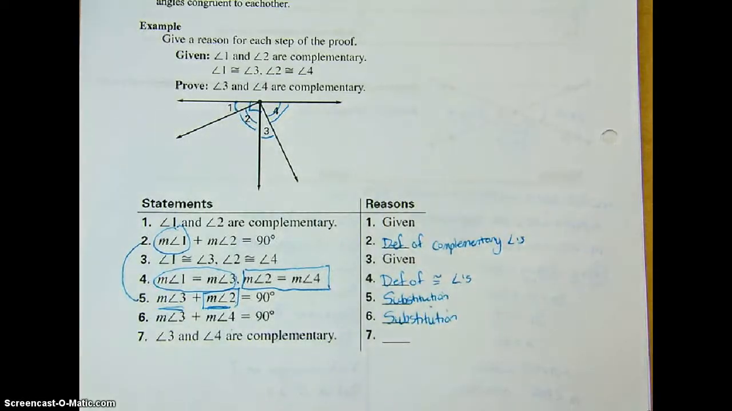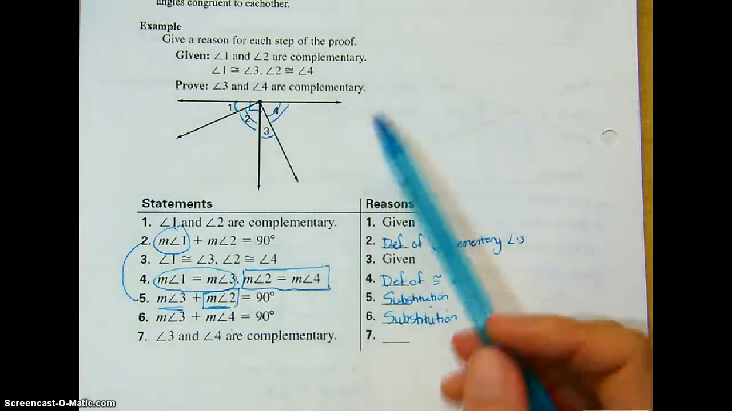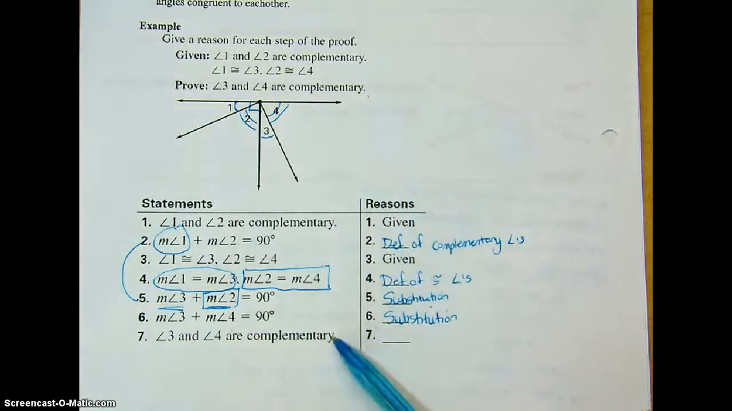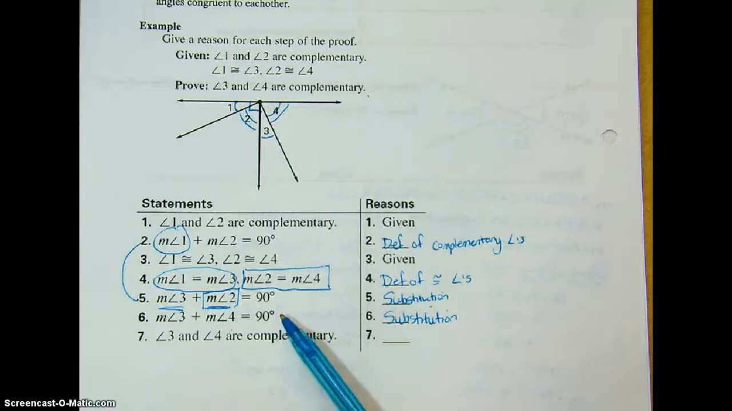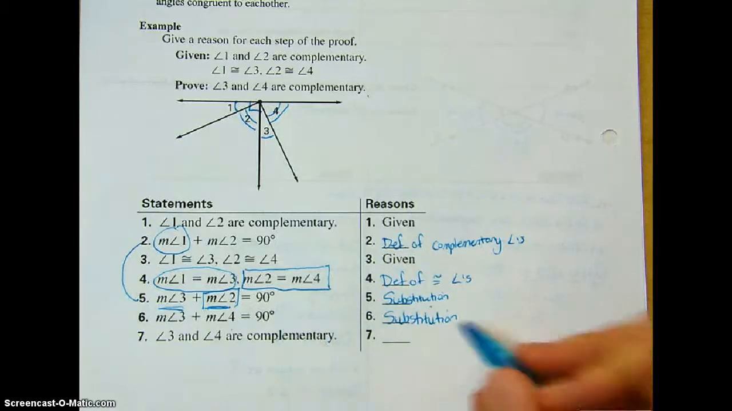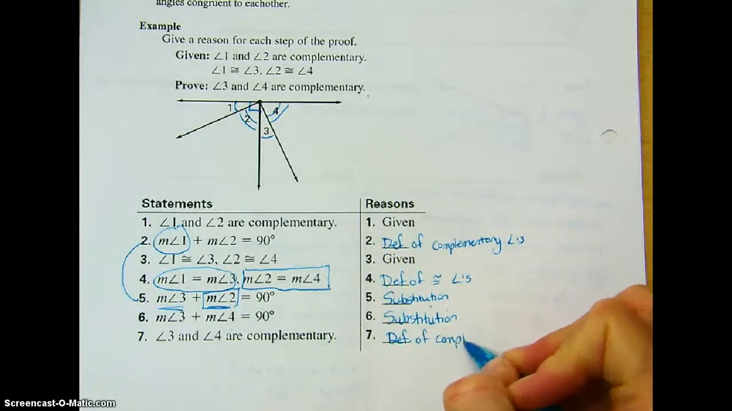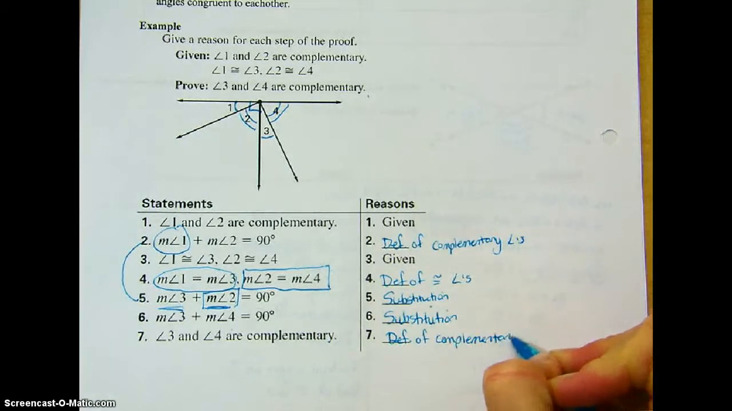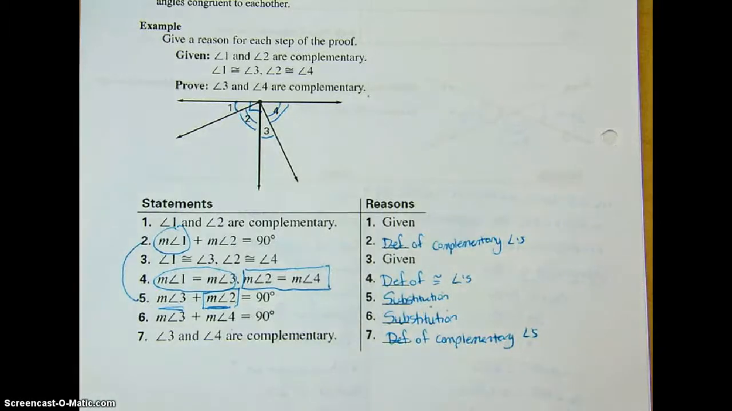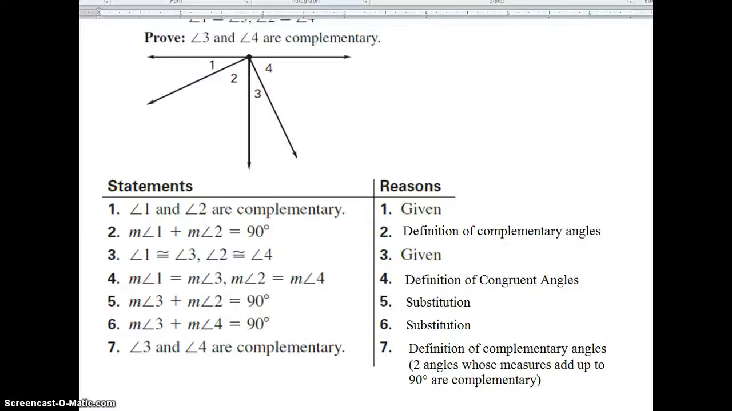What they want, we have to have exactly what they said, and they said prove they're complementary, and you're like, yeah, well we did, but we didn't say that. So we'd have to write the measure of angle 3 and the measure of angle 4 are complementary because, well, that's what we just showed, Mrs. Woolley. Right, that's what we just showed. Definition of complementary angles. And here it is in a much prettier format.